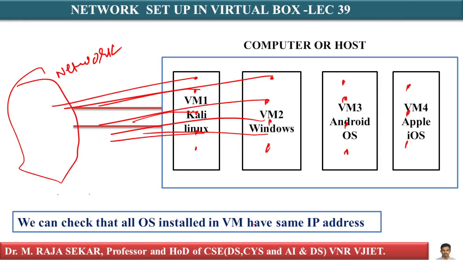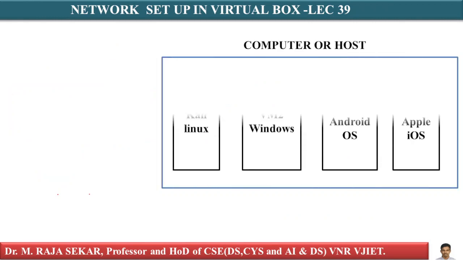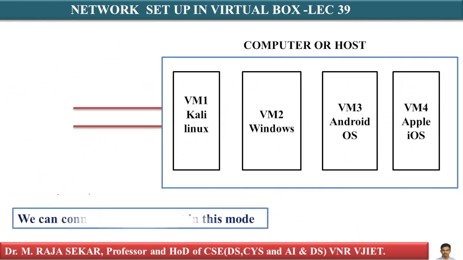NAT will be doing IP address translation from the internal, whatever IP address you are assigning internally to these machines, isn't it? Whenever it goes out, the source address will get modified into one of the NAT addresses. In this mode, you can also connect to the internet. Yes, in this NAT mode, we can also connect to the internet, isn't it?